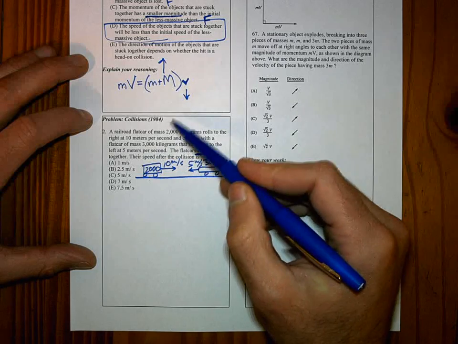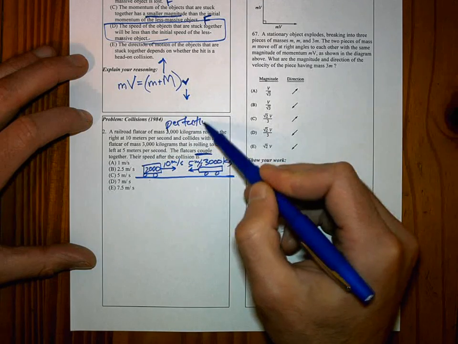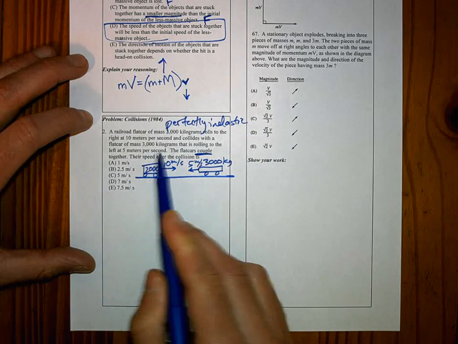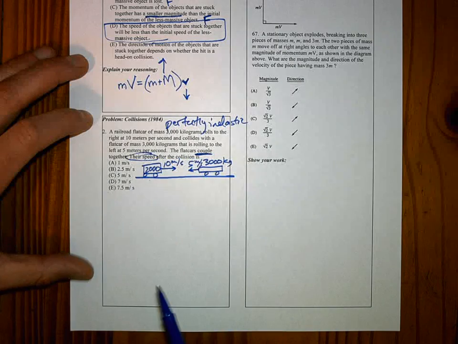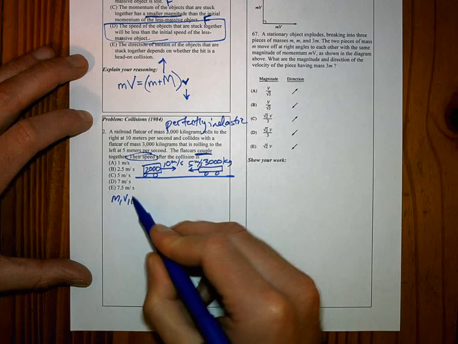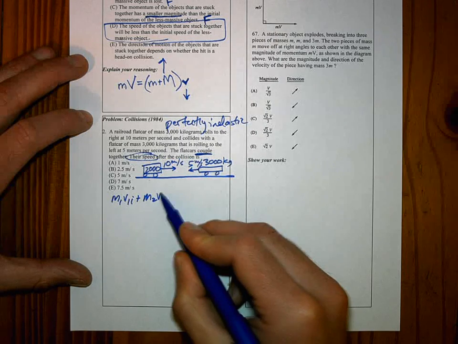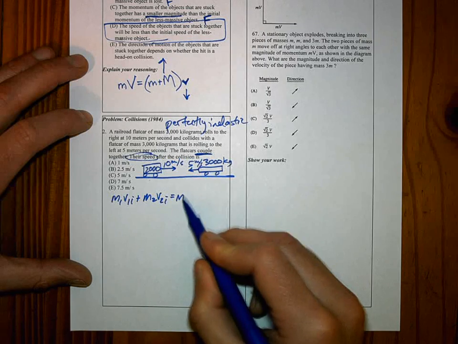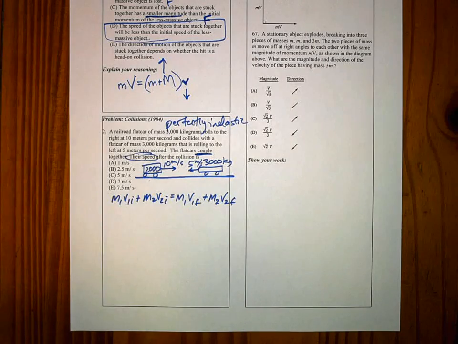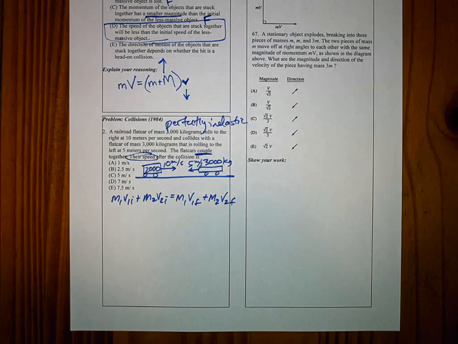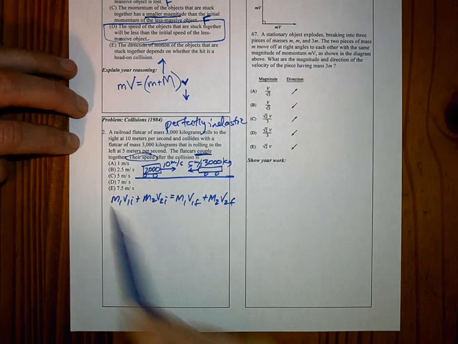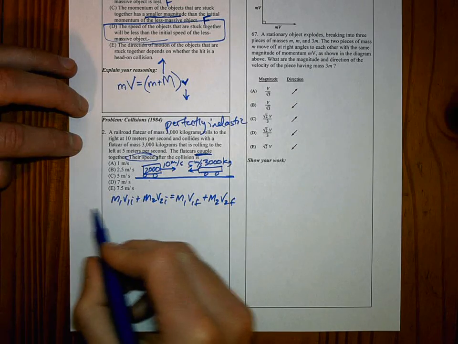So again, we have another perfectly inelastic collision. And we want to know the final speed at the end. So I'm going to start with my conservation of momentum equation. M1 v1i plus M2 v2i equals M1 v1f plus M2 v2f. This is one of the few times in the year that I recommend that you just put the numbers in right away. So I'm going to plug in all my givens.